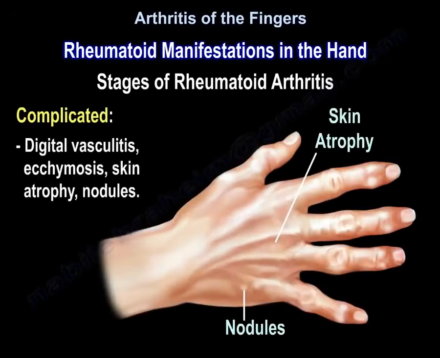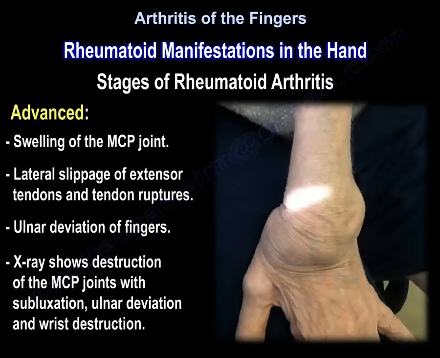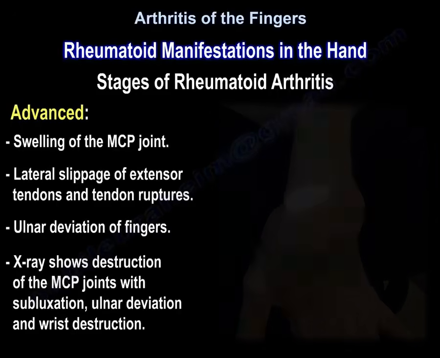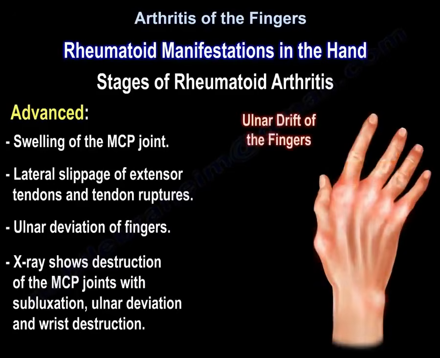The disease can be complicated by digital vasculitis, ecchymosis, skin atrophy, and nodules, as you can see here in this diagram. The disease can also be advanced: swelling of the MCP joint, lateral slippage of the extensor tendons, tendon ruptures, ulnar deviation of the fingers. X-ray will show destruction of the MCP joints with subluxation, ulnar deviation, and wrist destruction.